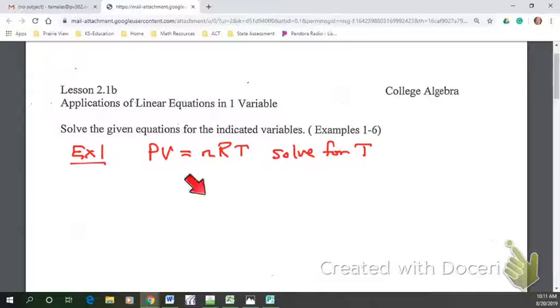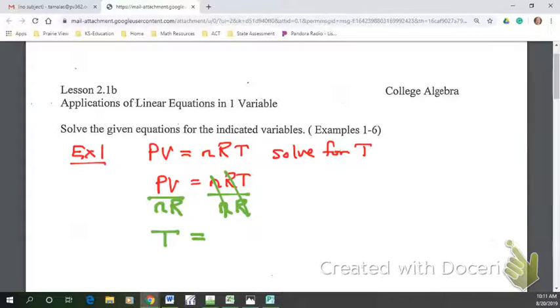Divide. I have multiplication here and here, so to undo multiplication, you would do division. For the sake of your notes, I'm going to rewrite this. PV equals nRT, and now I'm going to divide by n and capital R to get the T by itself. So this cancels with this, and now I've got T by itself. T is equal to PV over nR.